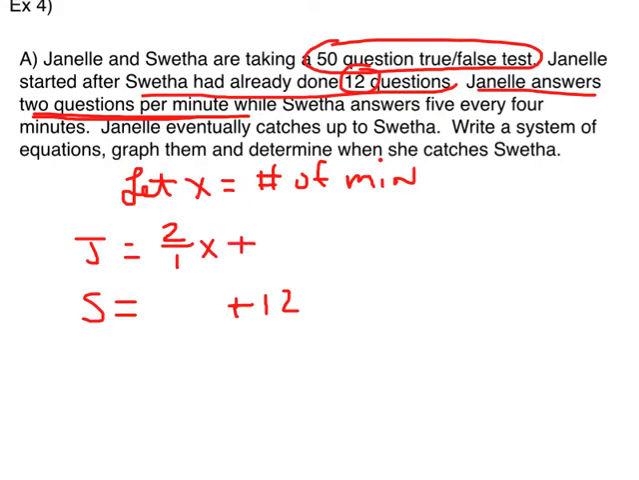Plus, if you want, she starts off with no questions done. So you don't need that part, but if you want the plus 0, put it in there. And Swetha, on the other hand, says she answers 5 questions every 4 minutes. So that's 5 every 4 minutes. And that's how you write the slope for Swetha's.